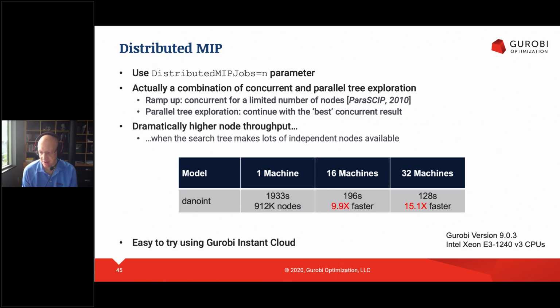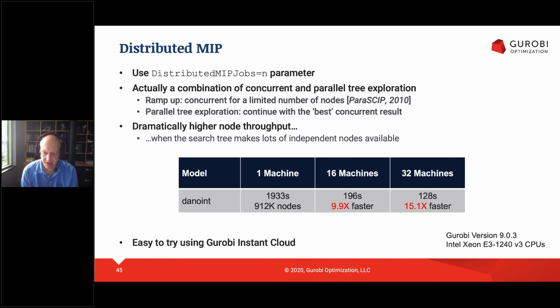And then at a certain point, after a certain amount of time, we just stop all the nodes and basically ask which of you had made the most progress. And then we essentially kill all the other runs, and we take the machine that made the most progress, and then we apply all the machines to continuing to explore the branch and bound tree from that best node. And one thing this gives you is dramatically higher node throughput. So you can blow through nodes with a distributed MIP solver extremely quickly.